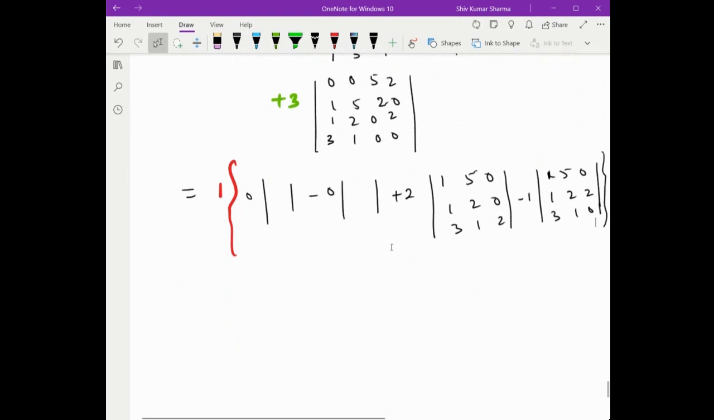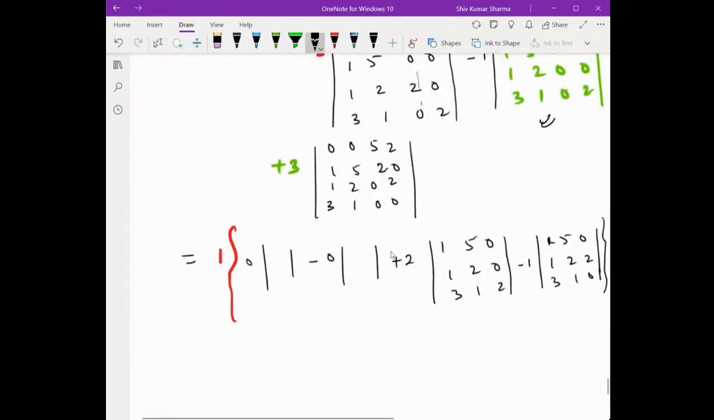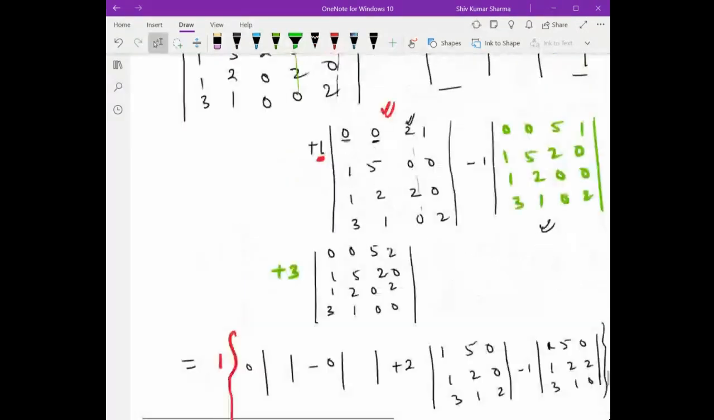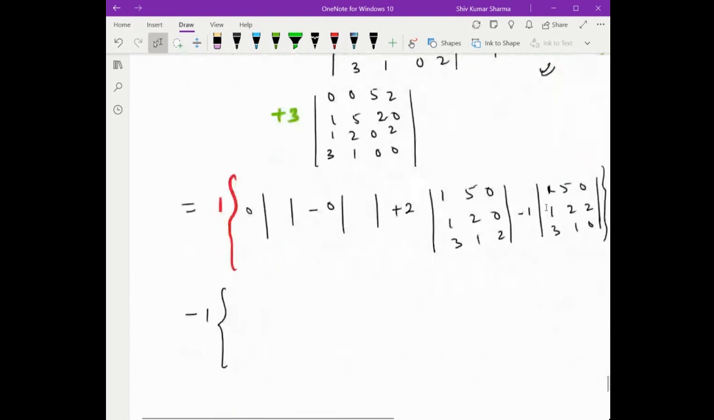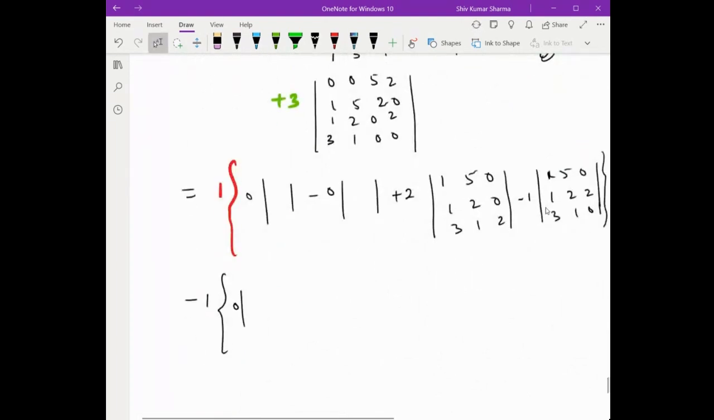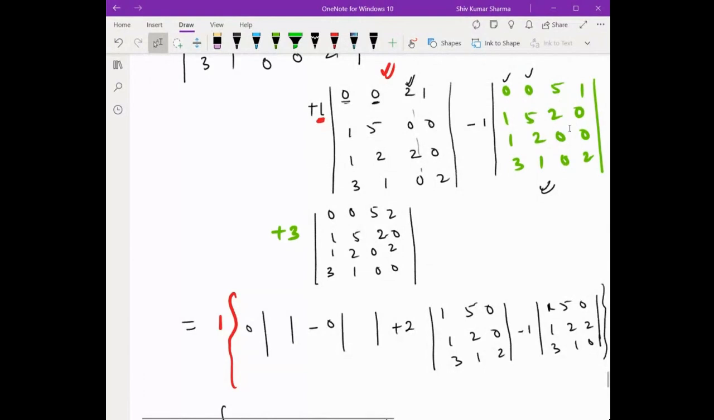Okay, so for the second case, that means for this determinant, we take a minus sign again, so we use minus 1 and again use the bracket. We see that the first two terms are 0 and 0, so the determinant of the first two terms is 0. You write it as determinant 0 minus 0 plus the third term, which is 5, so we solve the determinant for 5.